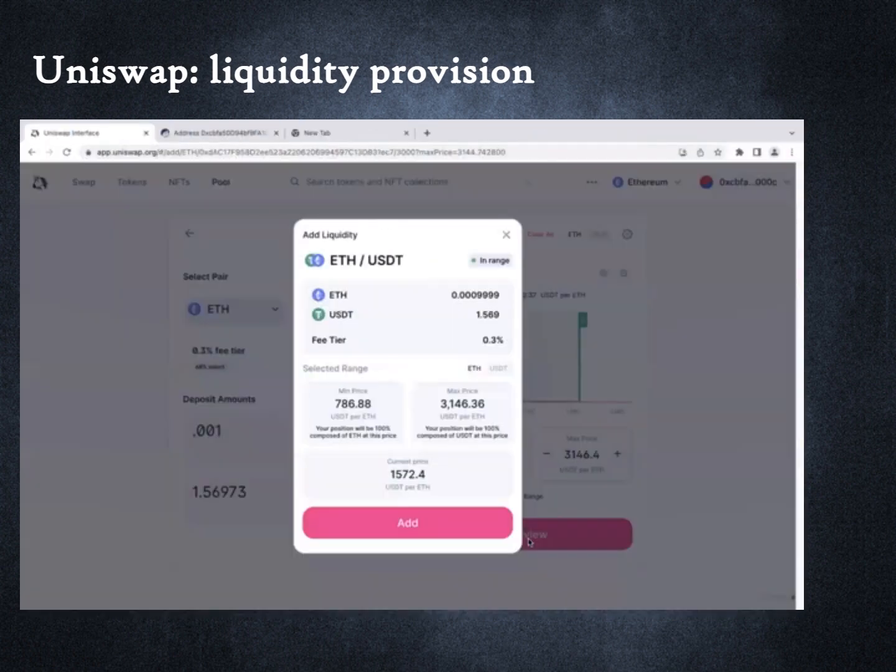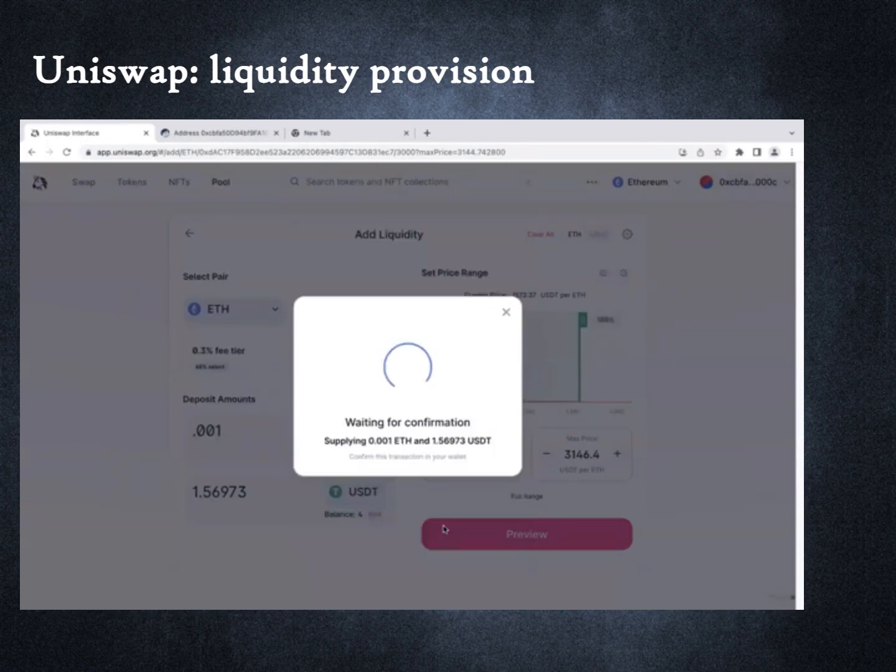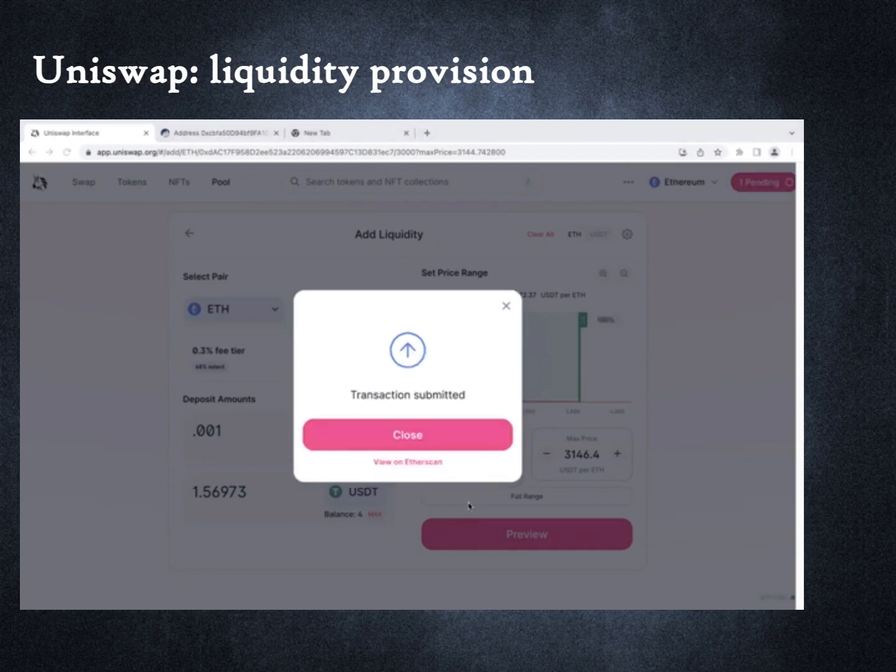I am now back to the Uniswap app. I will preview the liquidity pool that I just created. Everything looks good. Hence, I will add the liquidity pool. Now, we need to wait till the transaction is processed in the system. The outcome of this transaction is the addition of the tokens to the liquidity pool.